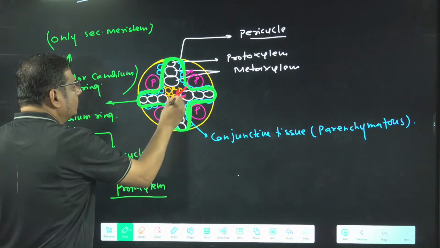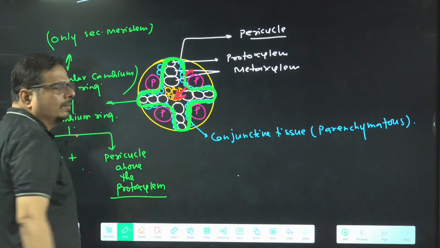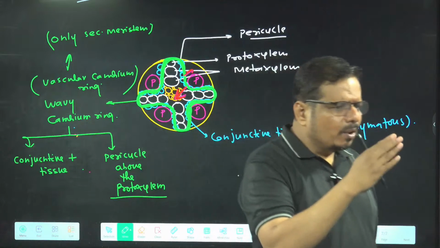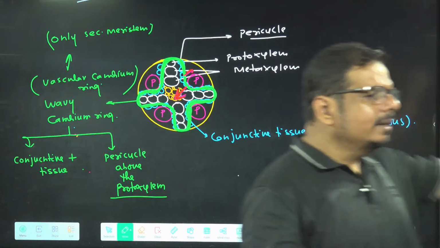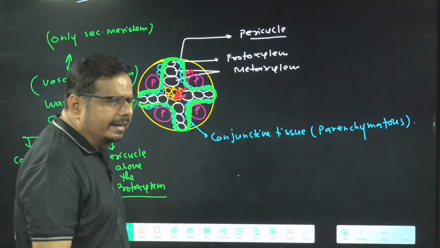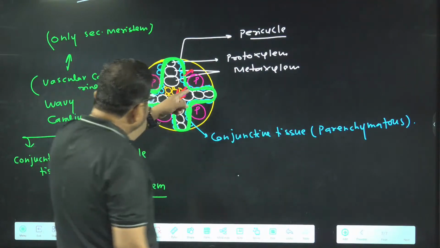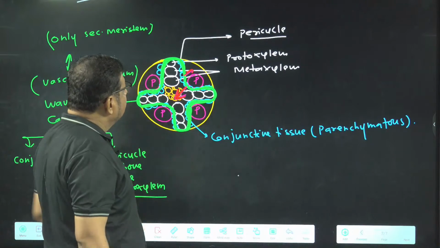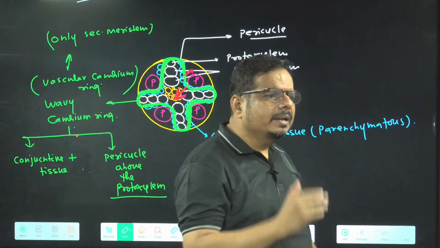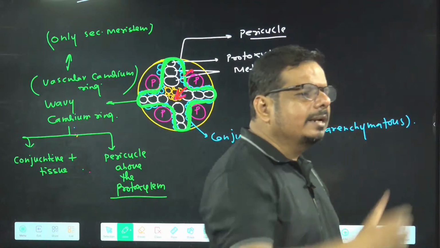More activity toward inside, less activity toward outside. So who will form more? Inside they form secondary xylem, outside they form secondary phloem. Getting the idea? Inside of the cambium ring, xylem is present. Outside of the cambium ring, phloem is present.